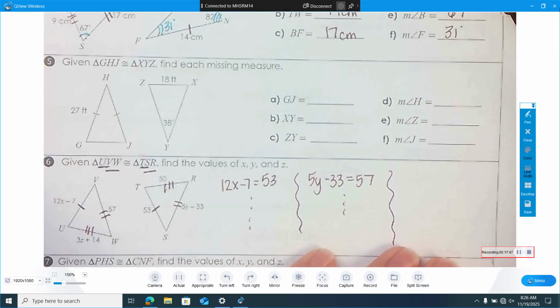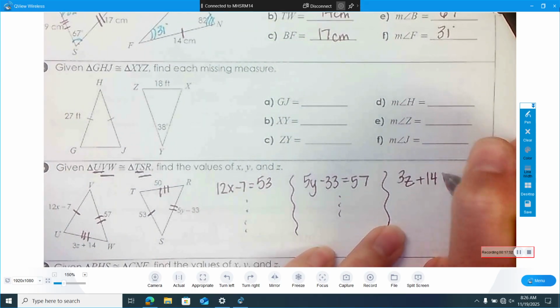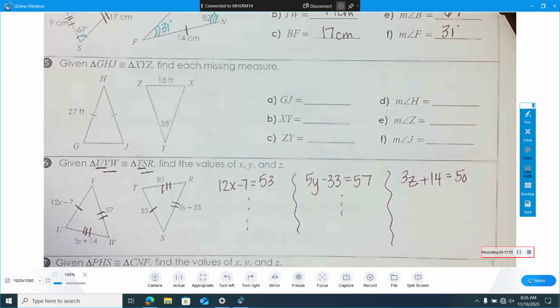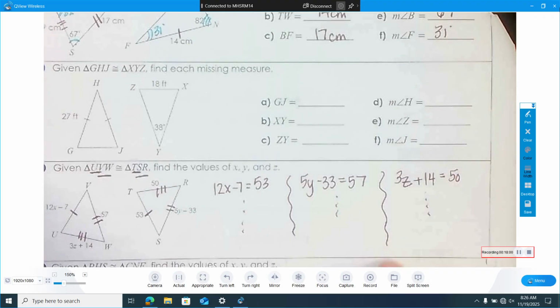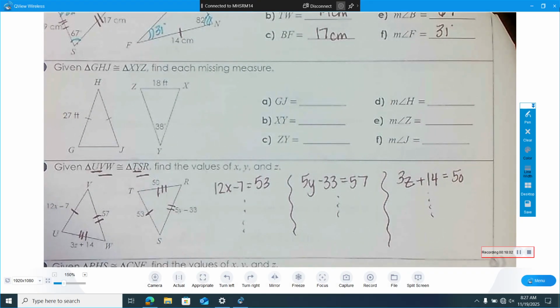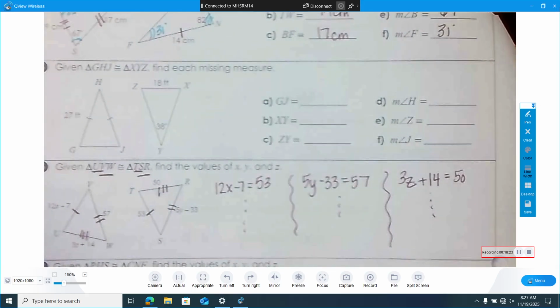What's my equation for Z? Good, 3Z plus 14 equals the side with the 50 on it. All right? Any questions on that? Okay. And then you could solve for the letters, yeah? Okay. All right. Is that it? Let's see. Yeah, you think, is that good? Are you sure? Oh, okay. All right. Let's go, 18 minutes today.